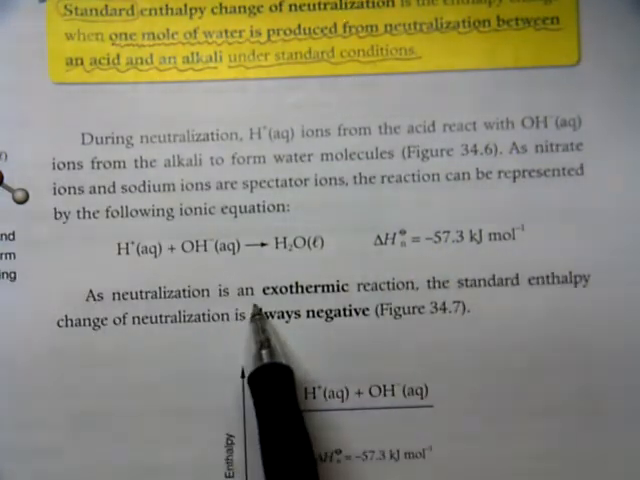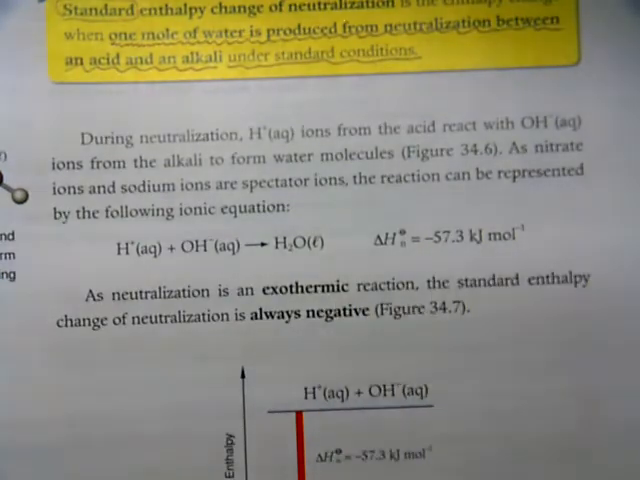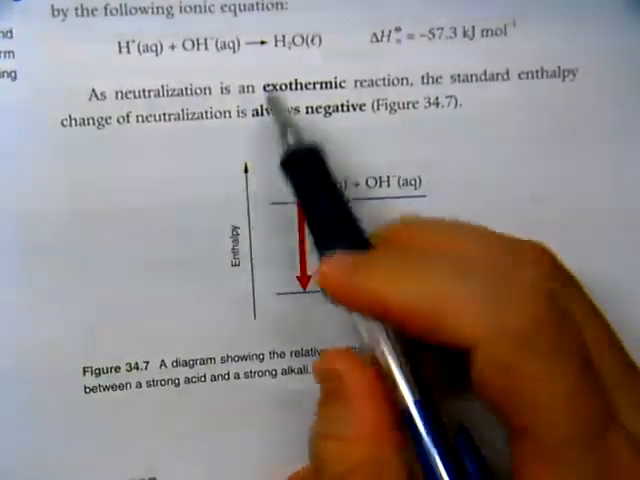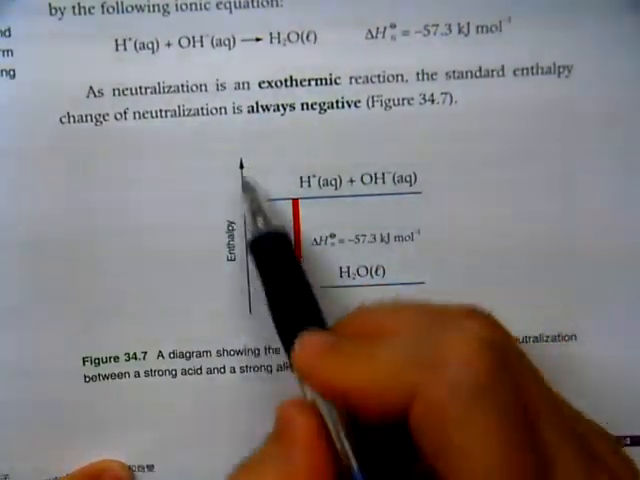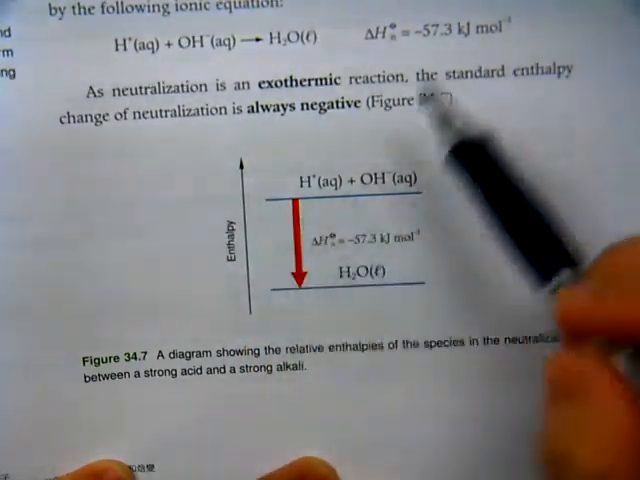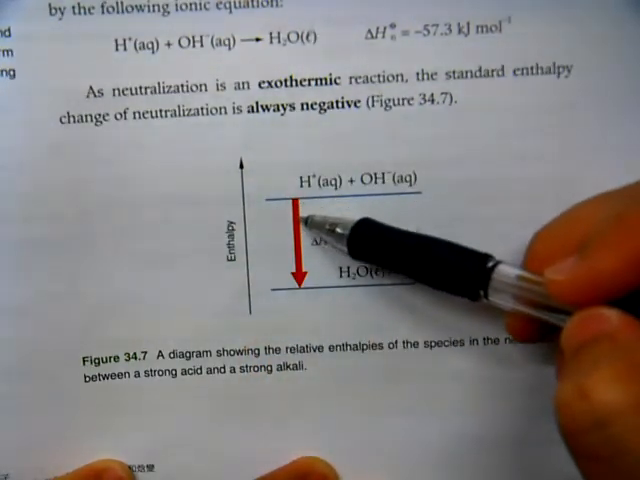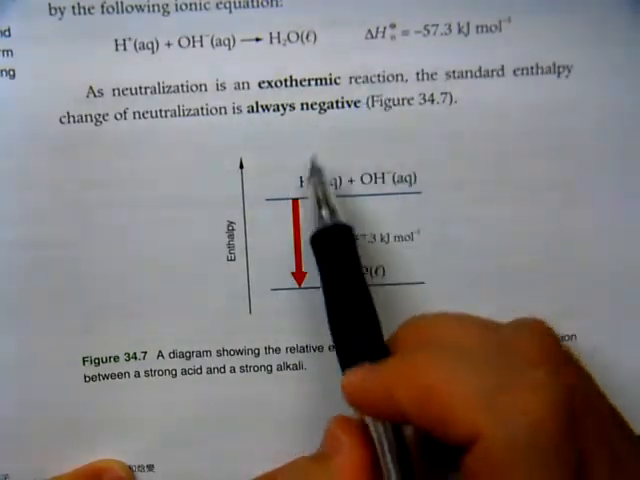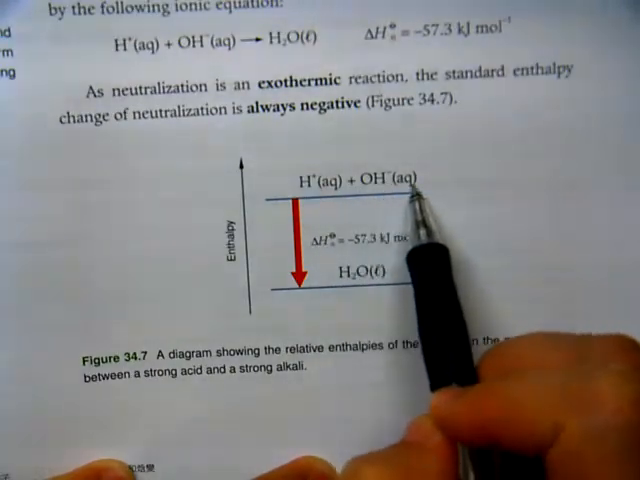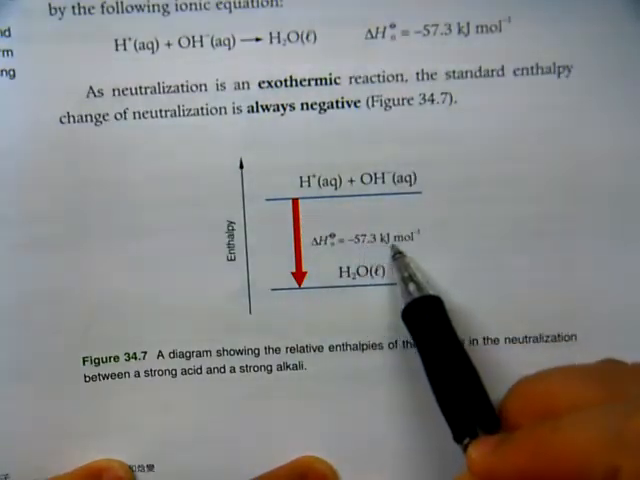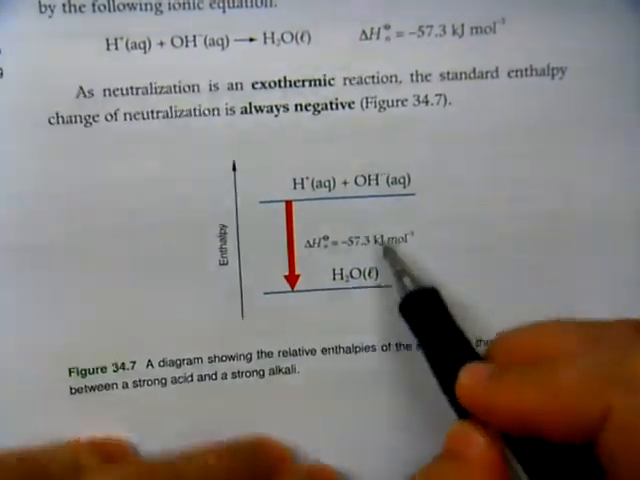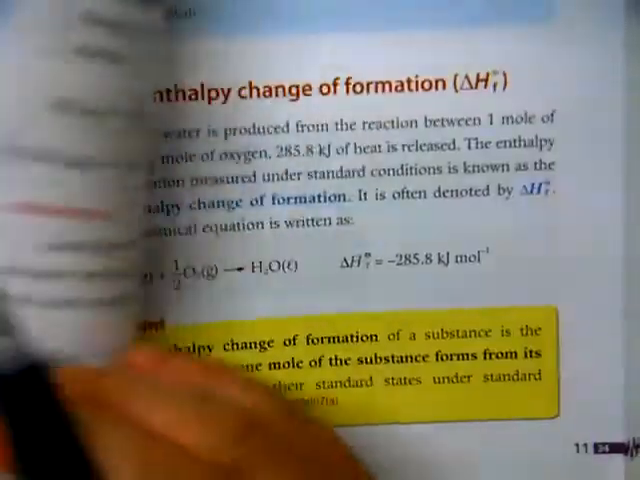As neutralization is an exothermic reaction, let's look at its enthalpy level diagram. Again, please bear in mind, label the y-axis. The y-axis is enthalpy. Because the reaction is exothermic, the delta H is pointing downwards. Okay? Here are the reactants, the enthalpy of hydrogen ion and hydroxide ion. 57.3 kilojoule of energy is released to form 1 mole of water. Bear in mind, states are very, very important. Now, let's turn to the next page.